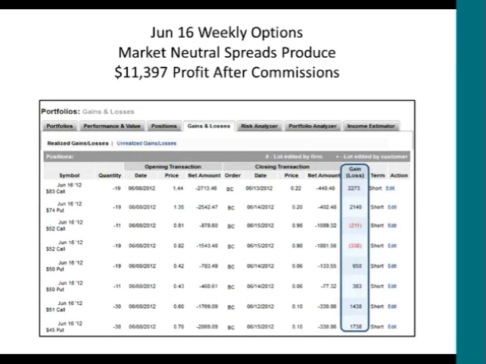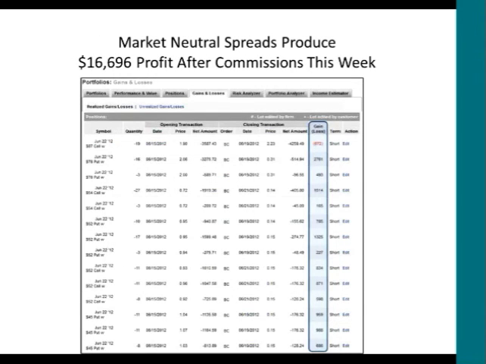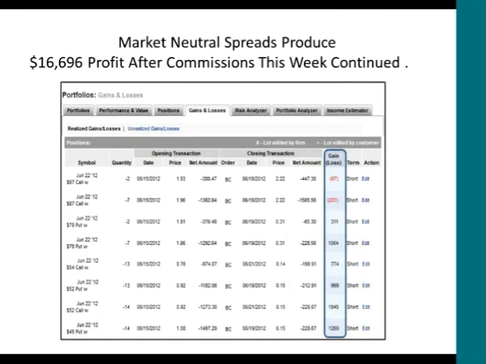Here's another snapshot. These are the June 16th weekly options, and in this account I had an $11,000 profit after commissions. And here's another one. This is the June 22nd weekly options, and I had a $16,000 profit that week. And these are all closed trade profits after commissions that I'm showing you here.